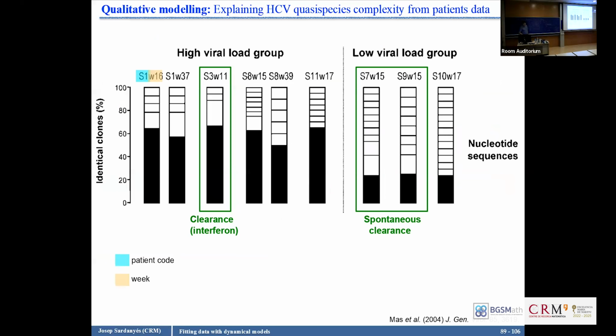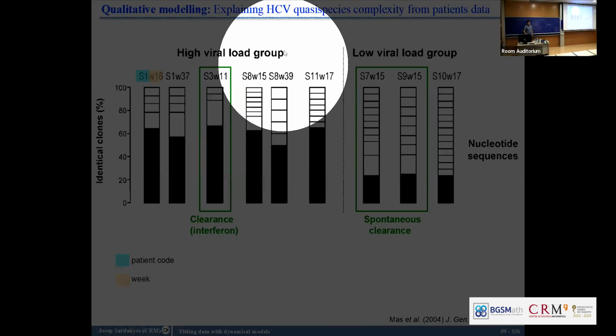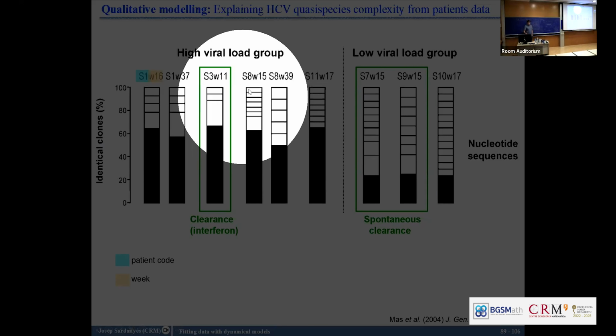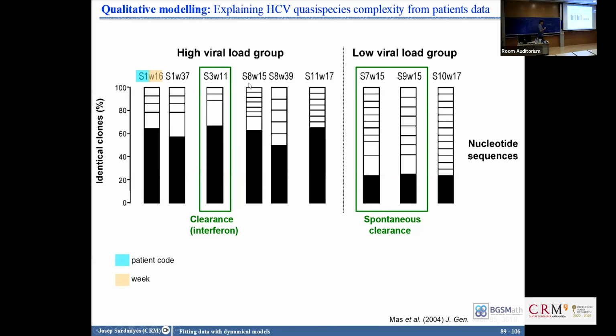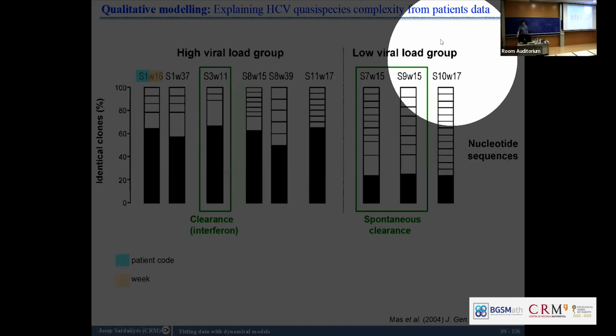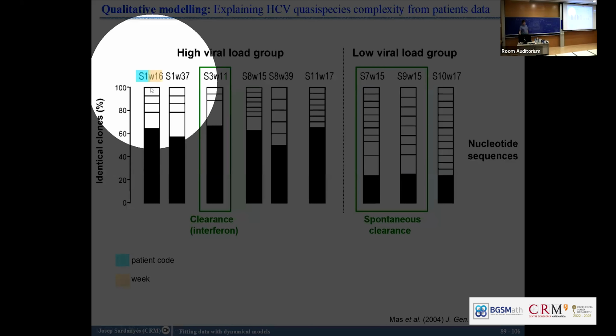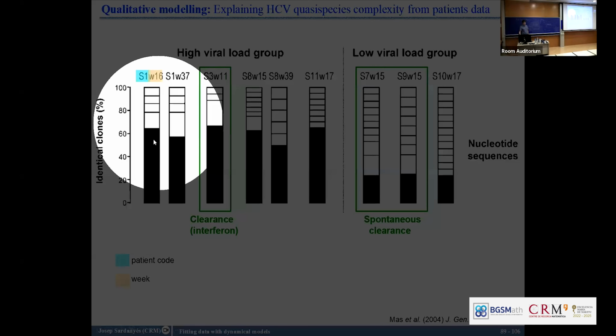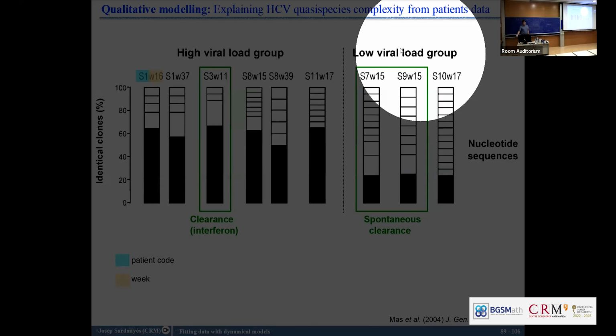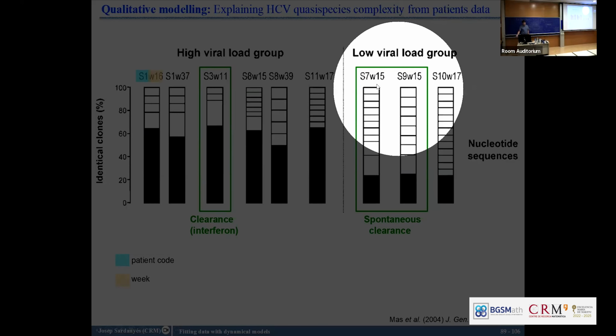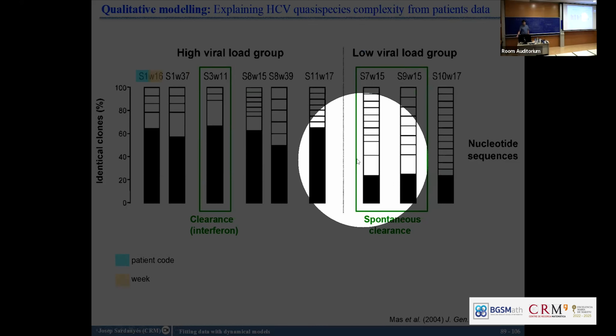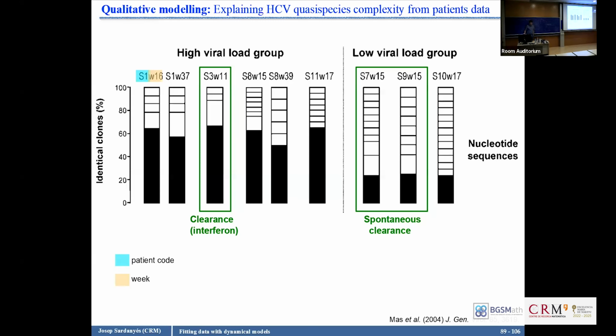And what they realized is that for those patients with high viral load, the variability of the virus, this quasi-species, the different sequences, was lower than for the low viral load group. This is like a diagram with the different nucleotide sequences. And in the patients with low viral load, they saw that the variability of the sequences was much higher. So here there is a difference between these patients.